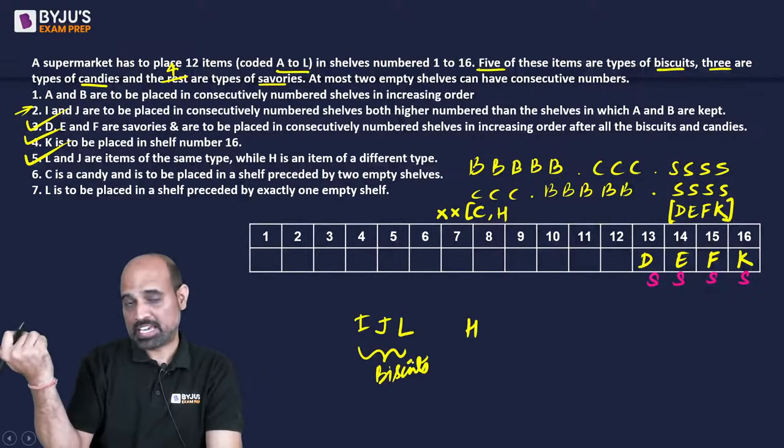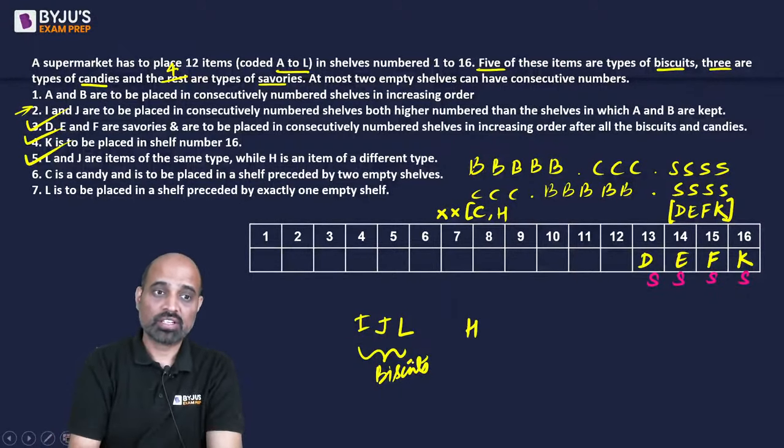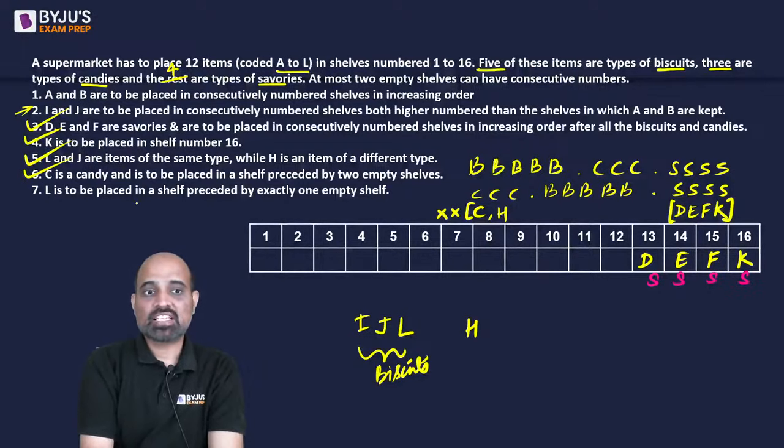Because savories are already done, we are only looking for candies or biscuits, right? Done with the sixth statement. L is to be placed in a shelf preceded by exactly 1 empty shelf.